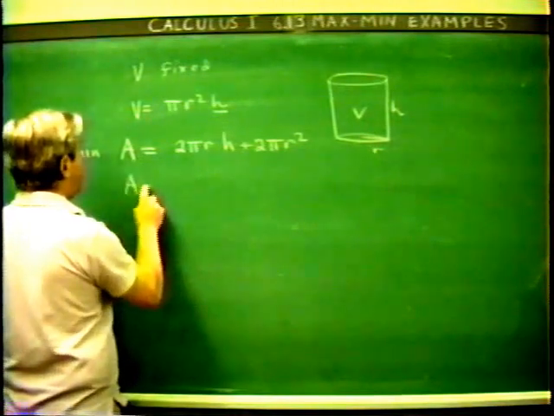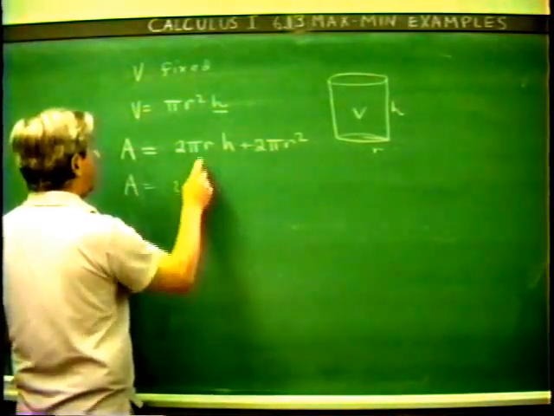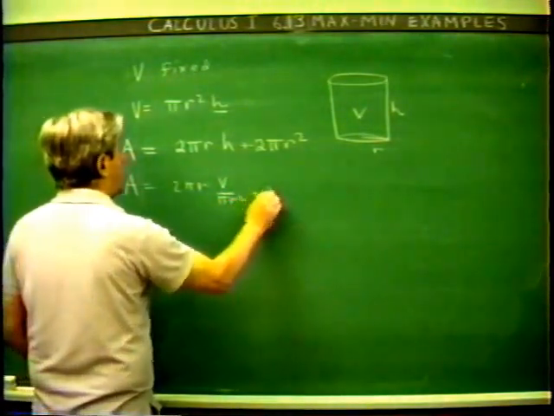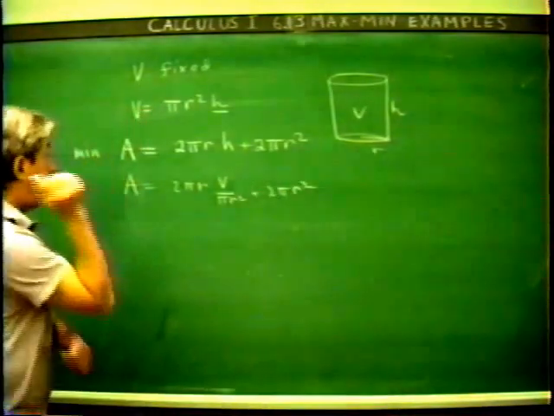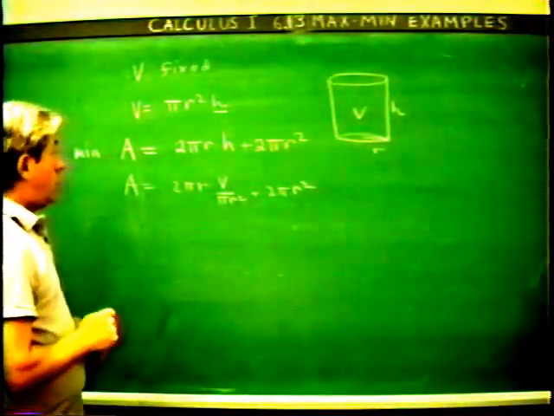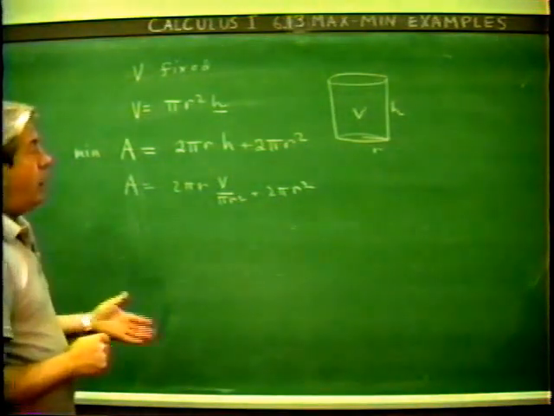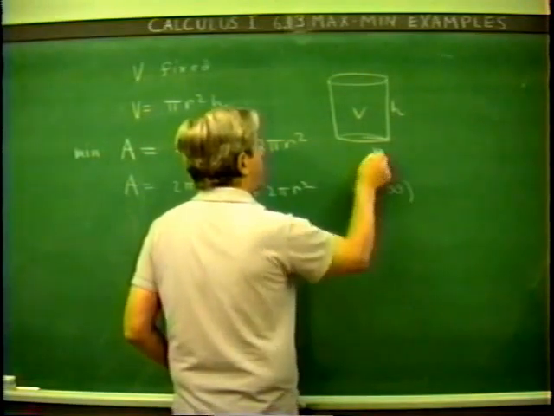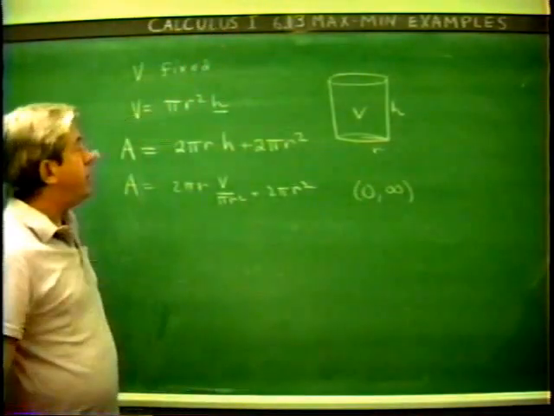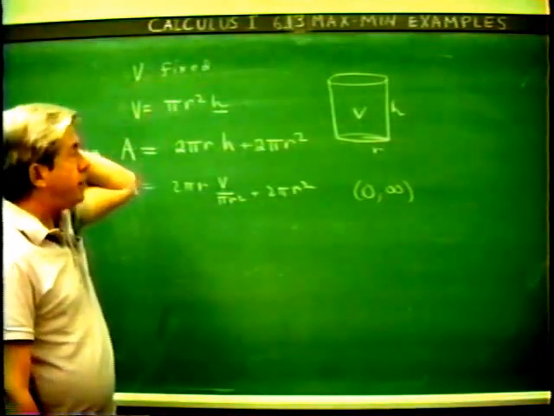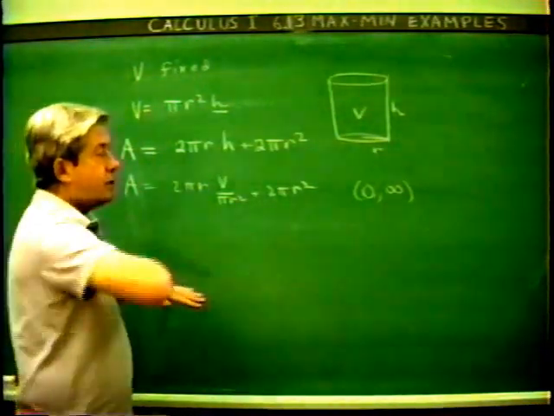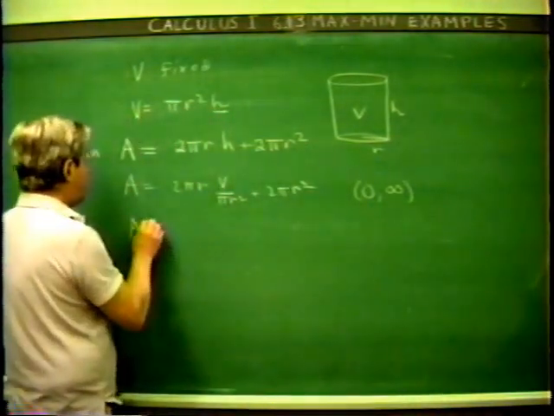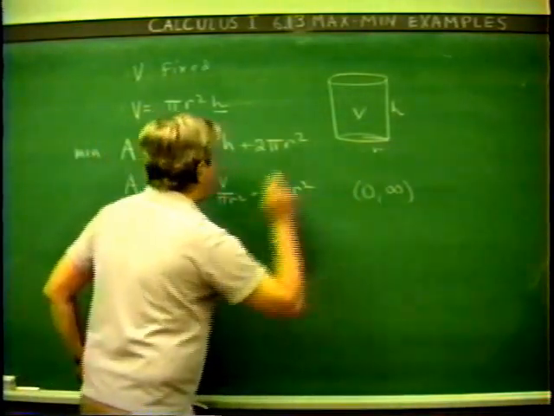Now we want this as a function of one variable, and here, if we solve this for h, since V is fixed, we then have that the area is equal to 2 pi r, and h is V over pi r squared, plus 2 pi r squared. All right, the interval on which this makes sense, you could consider this as being the interval from 0 to infinity. If r was very small, we end up with a very pole-like tin can, and if r was very large, we end up with a very flat saucer-like one.